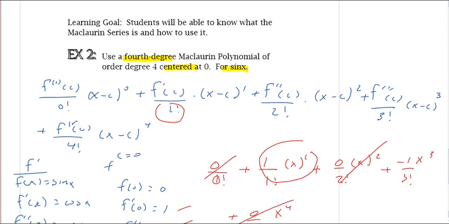I call them the Big 7. Anyways, students will be able to know what the Maclaurin series is and how to use it. Remember, it's just a Taylor centered at 0. I'll see you in the next video.